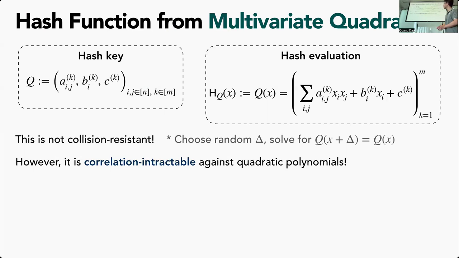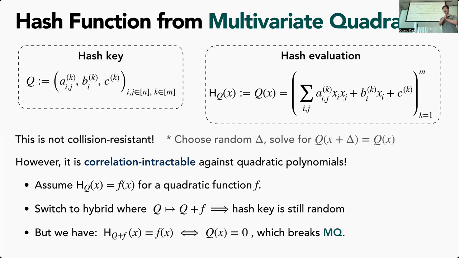But it is correlation-intractable against quadratic functions. And the proof is also very simple. Let's say you have some quadratic functions that you're trying to prove it is correlation-intractable against. Recall the definition of CI, meaning that the adversary cannot output any x such that the hash of x is equal to f of x. This is just the definition once you unroll it.